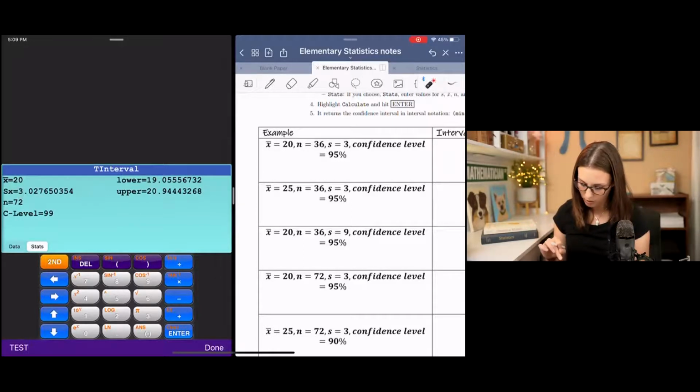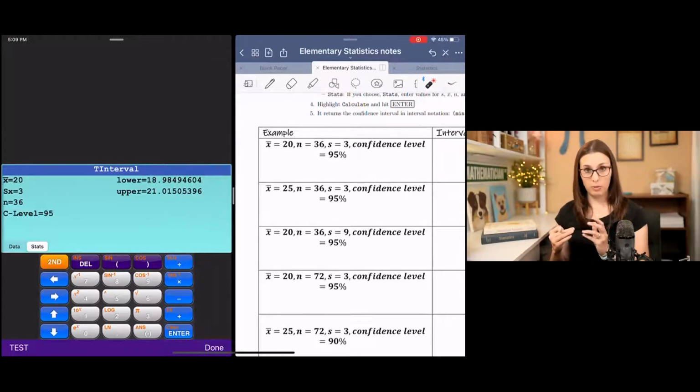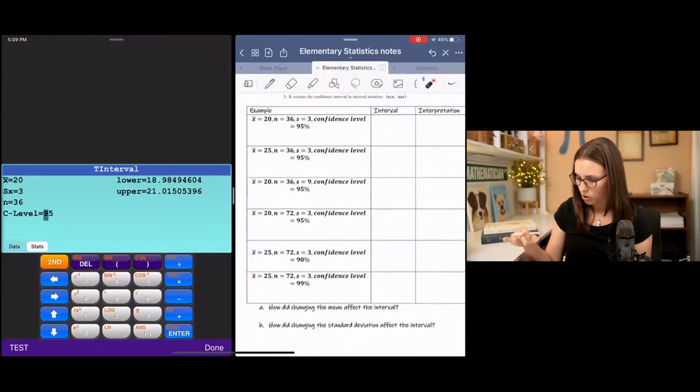Our sample standard deviation is 3. Our sample size is 36. Our confidence level is 95. Hit enter. And that checks out with the one we just did by hand. So we know that the one we did by hand matches the calculator. We're good to go. So I want you to use your calculator and fill out the rest of this table.